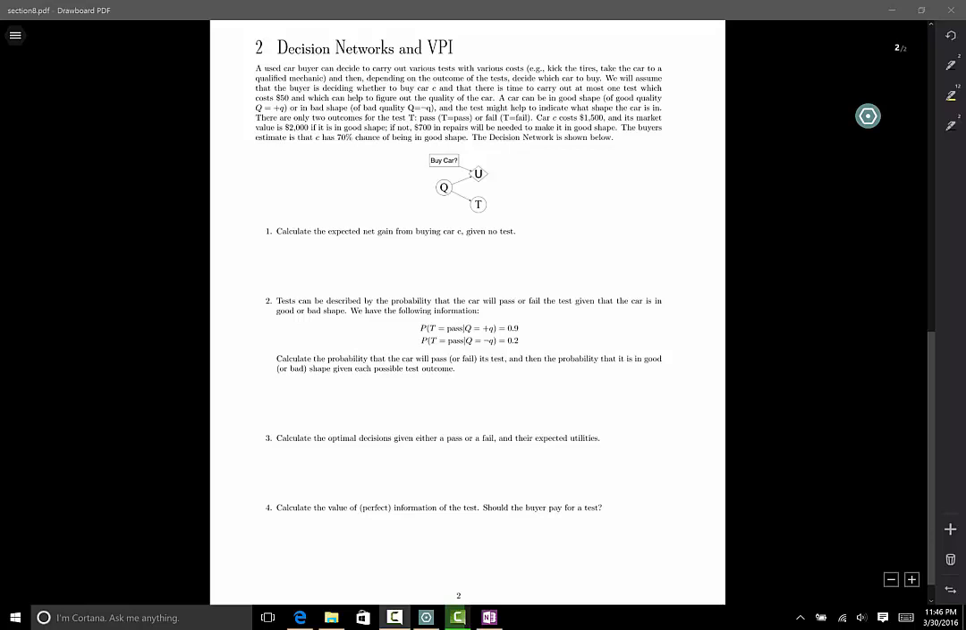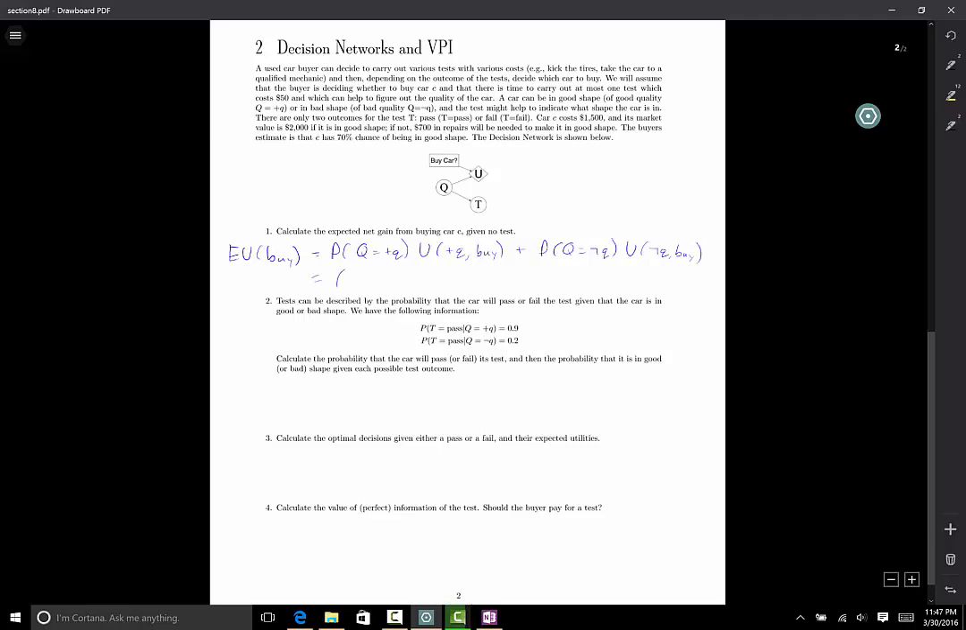So the utility depends on what action I take, buying the car, and the quality, and the test depends on the quality of the car. So first, it asks us to calculate the expected net gain from buying the car C, given that there's no test. So we can say that the expected utility of buying equals the probability that it's in good shape, plus Q, times the utility of it being in good shape and buying, plus the probability that it's in bad shape, not Q, times the utility of it being in bad shape and buying.